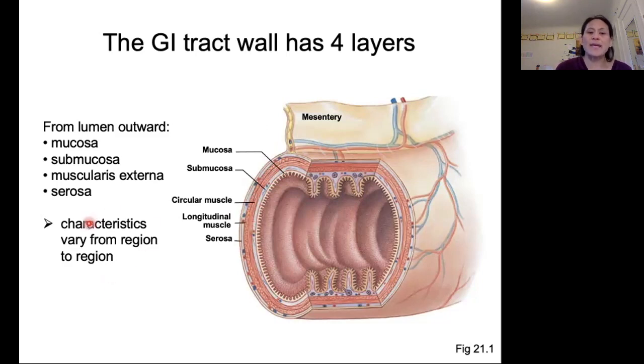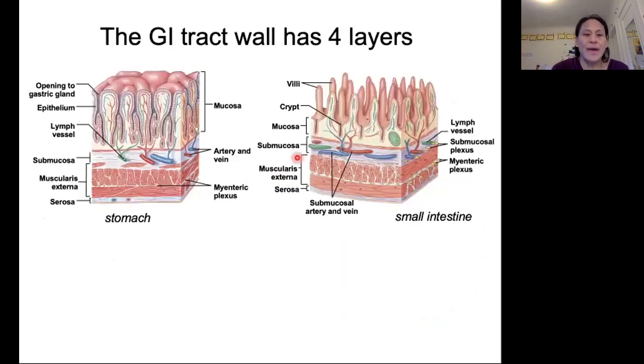But I do want to point out that the characteristics of each of these layers is going to vary from region to region along the digestive tract, reflecting the different functions that the different parts of the digestive tract carry out. So, for instance, here we have, I think, small intestine. We have all these little infoldings of the mucosa, which help increase surface area for absorbing molecules.